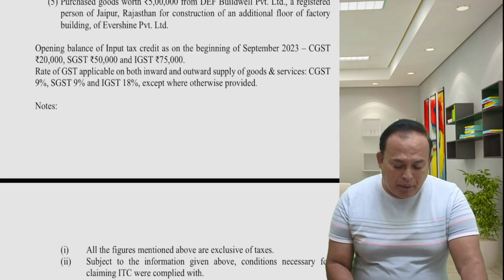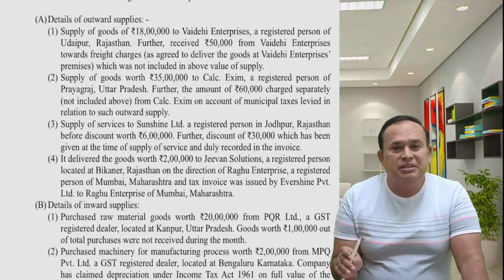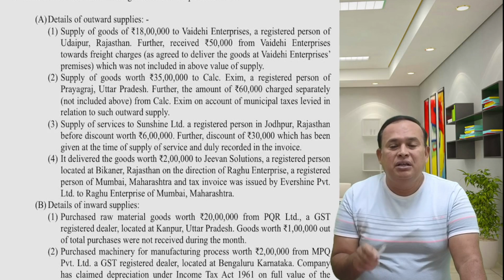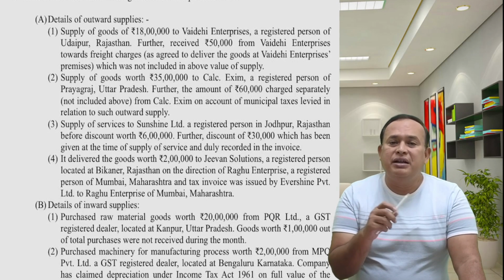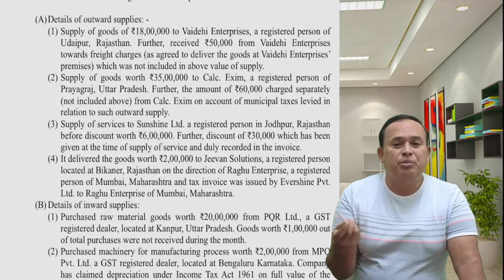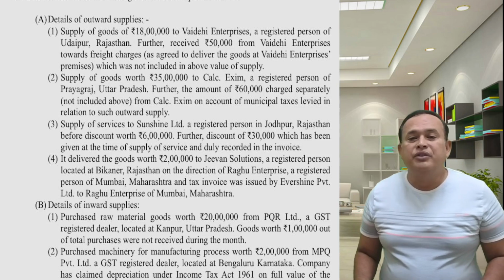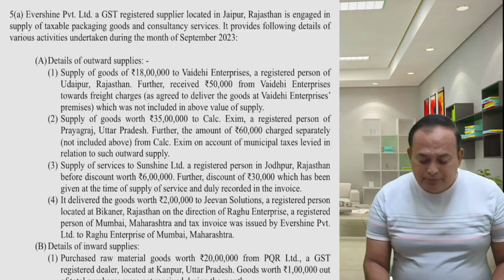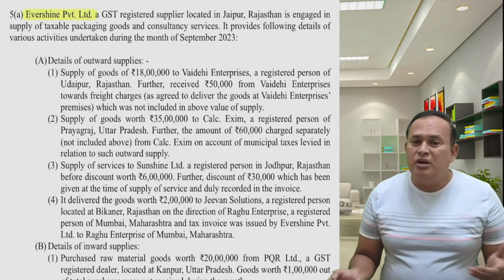Very simple problem, my dear friends. They have given outward supplies, thereafter inward supplies. GST on outward supply less ITC on inward supply gives the net payment to the department. This is very simple. We have to apply the provisions. In the given case, we are computing for Evershine Private Limited's outward supplies.